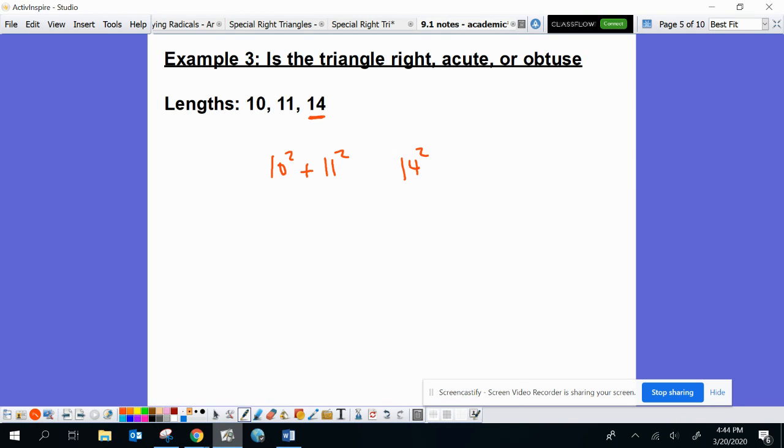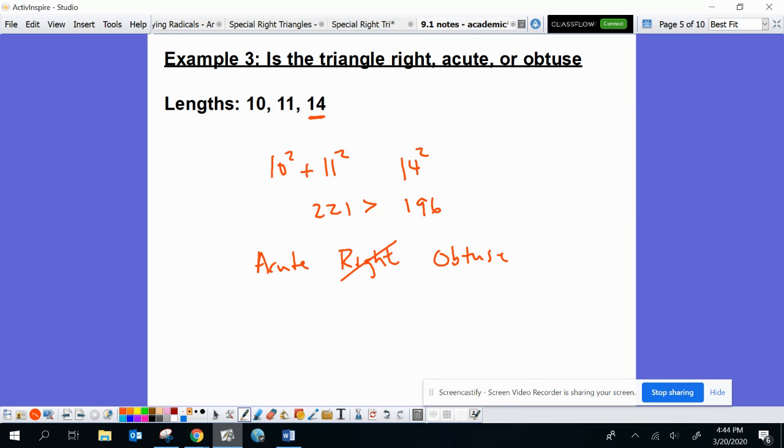10 squared plus 11 squared is 221. 14 squared is 196. Therefore, the a squared plus b squared is greater than the c squared. So it's not equal. Therefore, right is off the board. Our two options now are acute or obtuse.